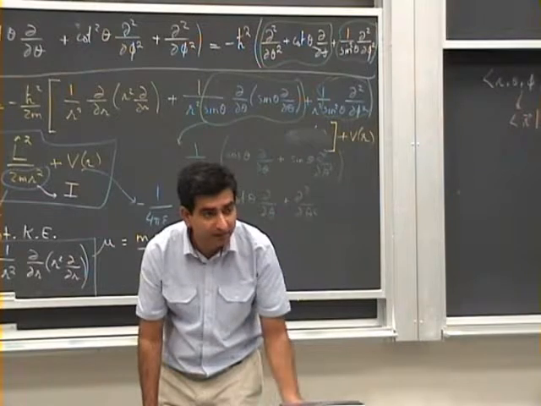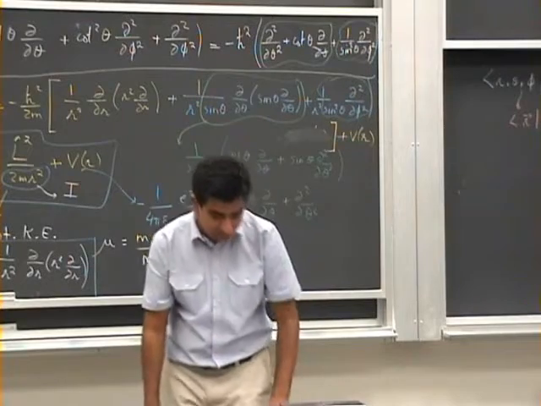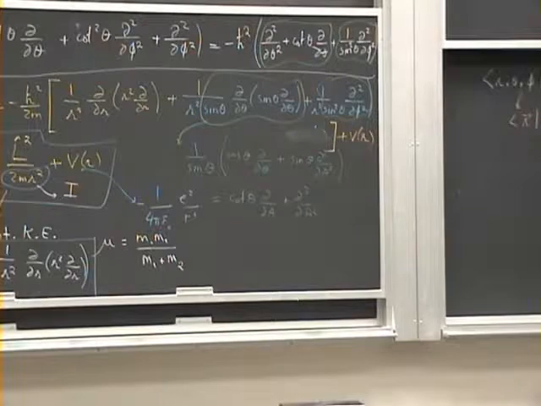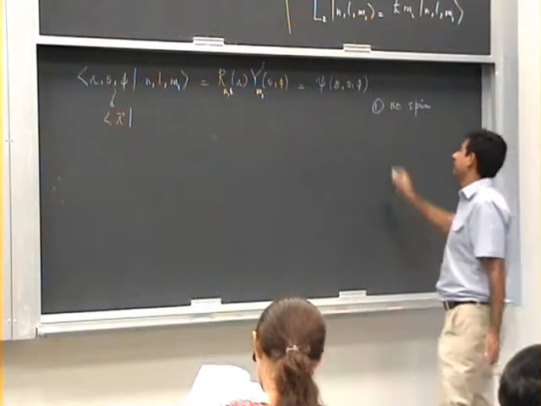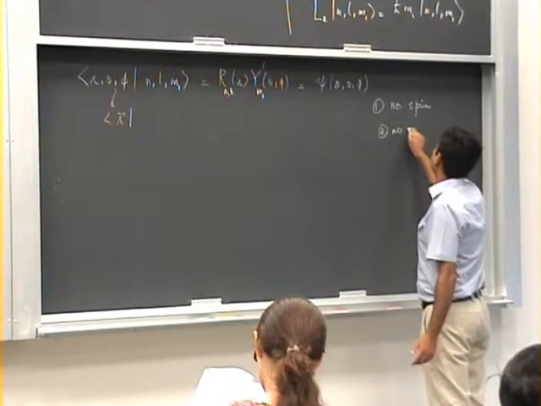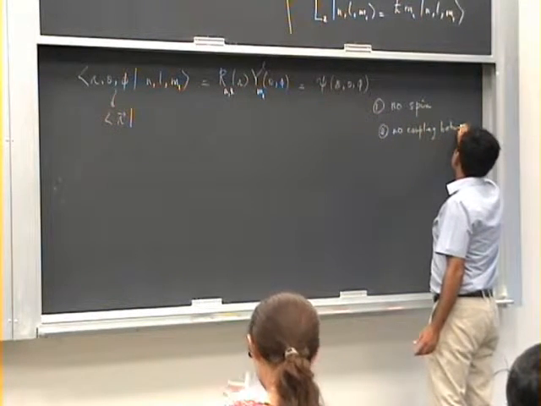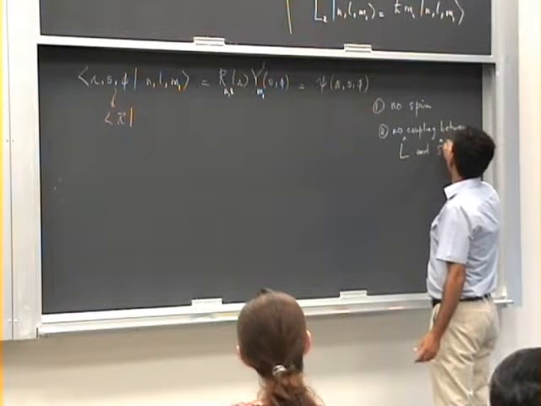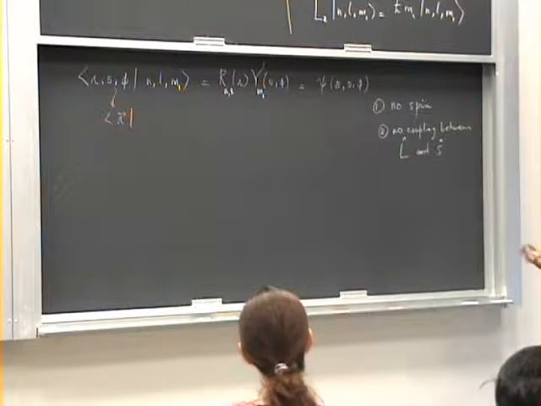Okay, there are a lot of approximations in this. Look, we have ignored spin, no spin. So there is no coupling between L, the orbital angular momentum, and spin, because there is no spin in the first place. So there are certain assumptions in this model. We haven't taken into account spin.